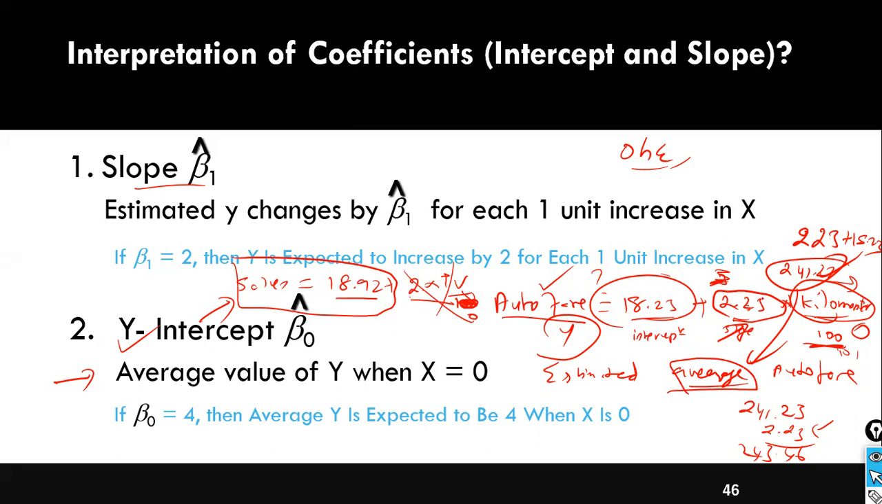So this simple linear regression equation helps us to predict the target variable. So auto fare is also called the target variable, or dependent variable.